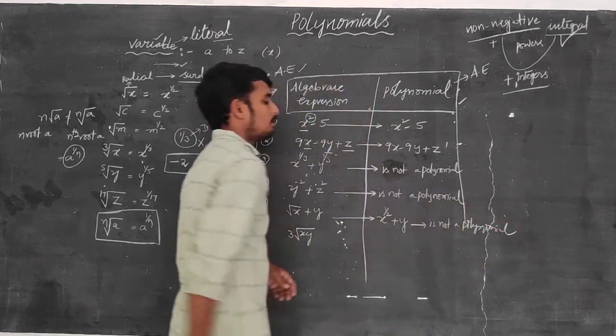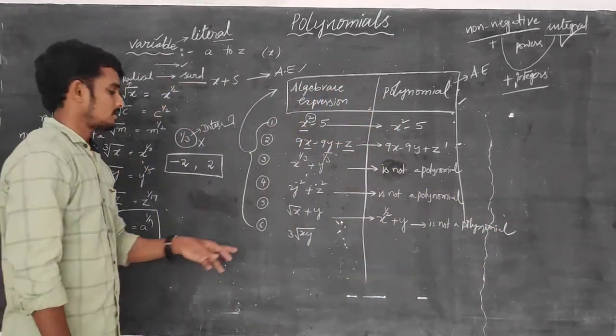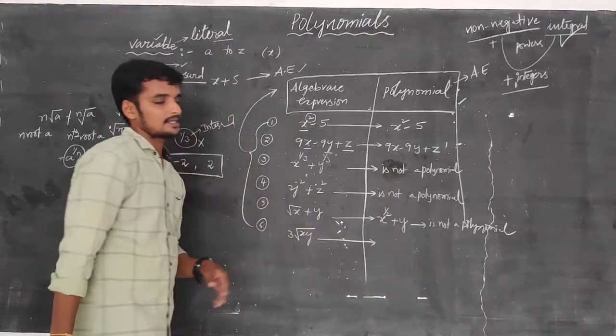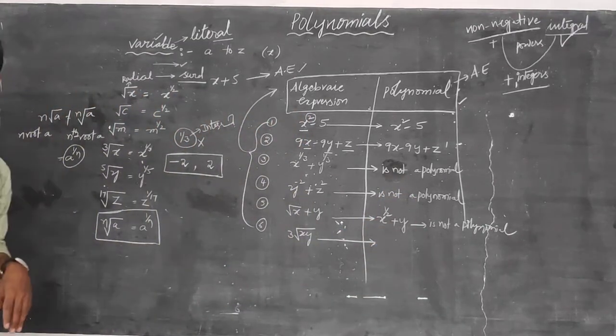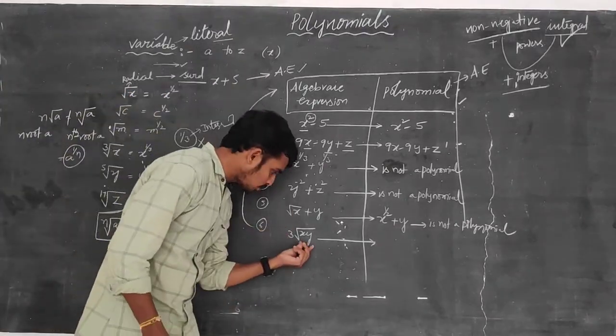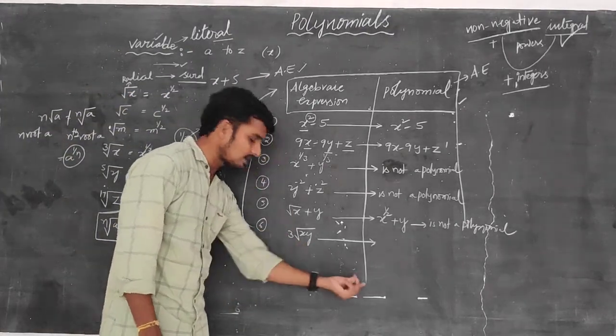Is not a polynomial. Are you okay, my dear students? Now coming to the sixth example. Look at the sixth example. We have one doubt here. This is 3 into root xy, or cube root of xy.